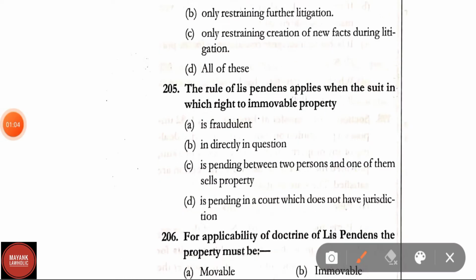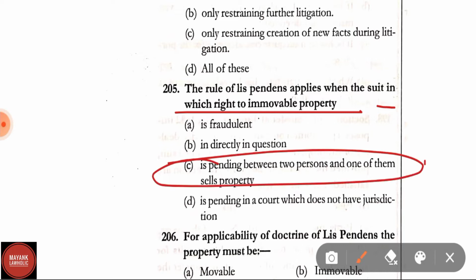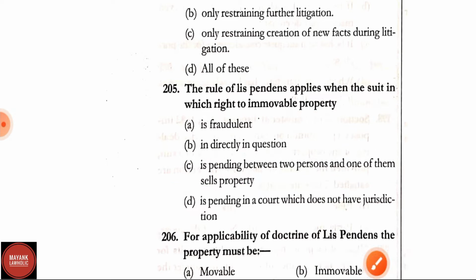Question number 205. The rule of lis pendens applies when the suit in which right to immovable property is fraudulent and is directly in question, is pending between two persons and one of them sells property, is pending in a court which does not have jurisdiction. Correct answer is option C, that is pending between two persons and one of them sells property.